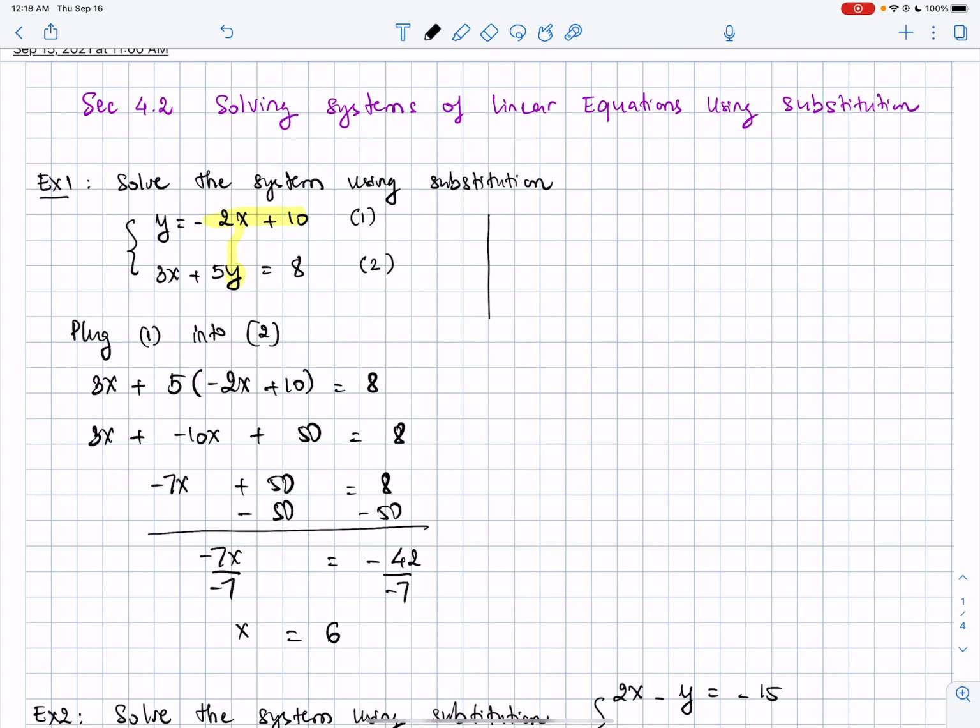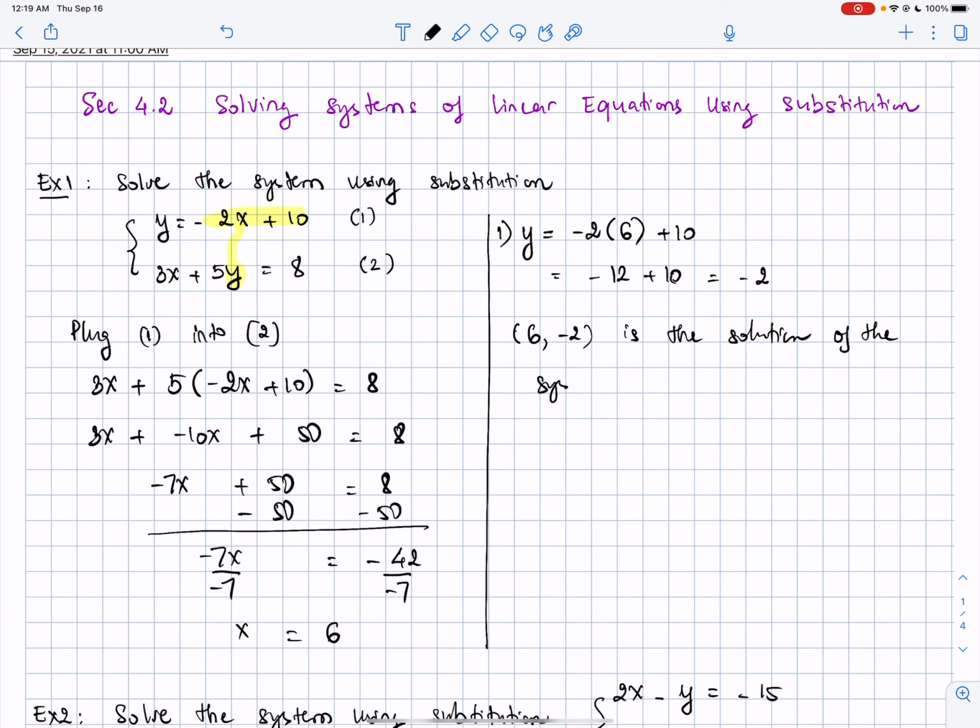Now we need to get two numbers, one number for x and one number for y. We will plug into the first equation, which is 6 into the x. Then we will get negative 2 for y. Then we conclude that (6, negative 2) is the solution of the system.